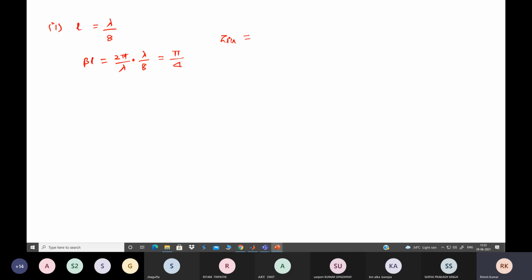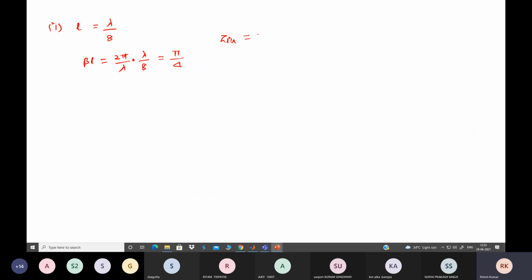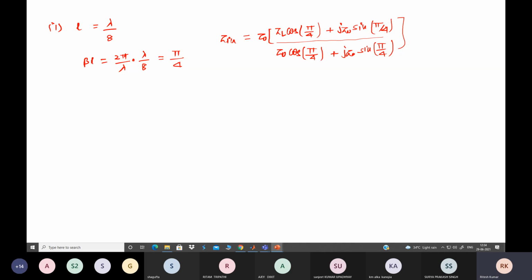So that should be equal to, see this expression, Z0 ZL cos βL, and βL is what? π/4, plus j Z0 sin βL, again π/4, divided by Z0 cos π/4 plus j ZL sin π/4, and we can put the value of this π/4. Cos π/4 and sin π/4, these are 1 by root 2.